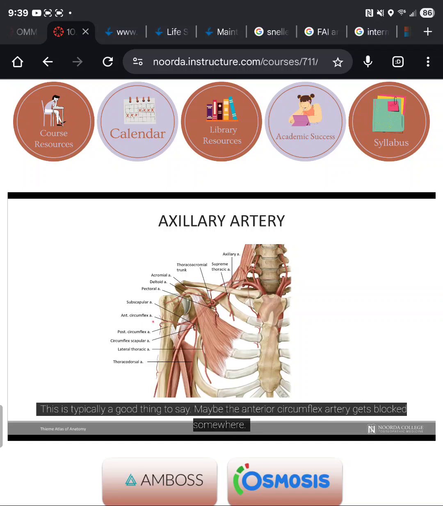This is typically a good thing because say maybe the anterior circumflex artery gets blocked somewhere, well then the posterior circumflex artery can pick up the slack and supply to wherever that area that's blocked.